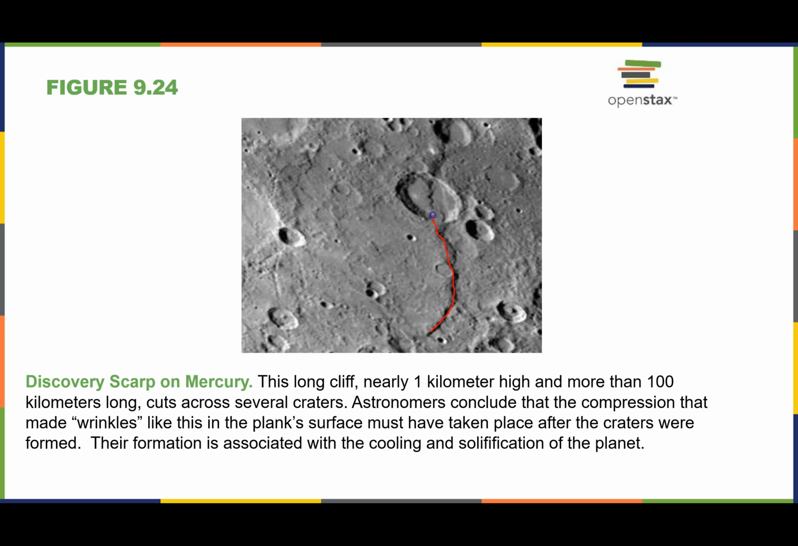It's kind of a cliff sort of region, and the big thing that I want you to know is that it is from cooling. Other planets, other objects have this sort of cliff thing we call a scarp, and it is from the planet or the object cooling. Let's see, what else do we have?